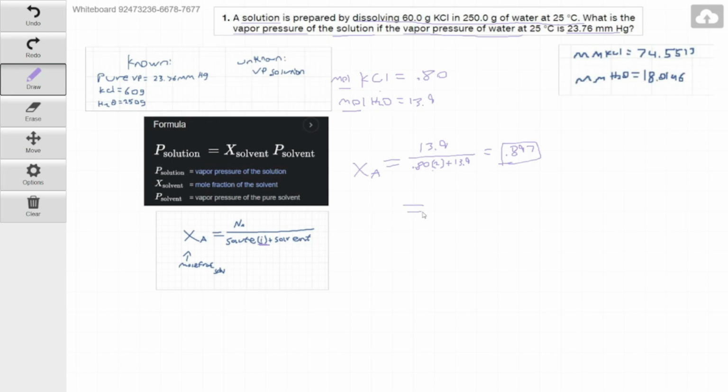P solution is equal to your mole fraction right here, 0.897, times your given pure pressure, which, as we said in the beginning, is this little guy. Since it's given and it's pure, it goes right here, and once you multiply that, you're going to get 21.3 mmHg, because this guy is in mmHg. That is how you'd use Raoult's Law.